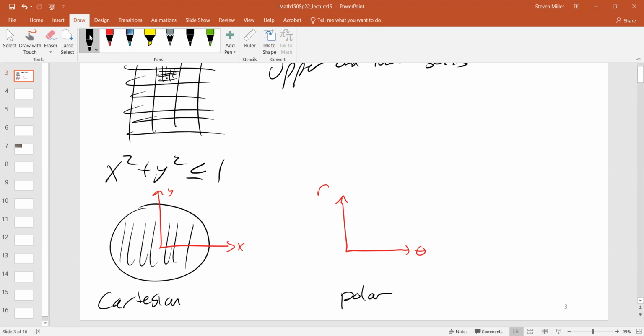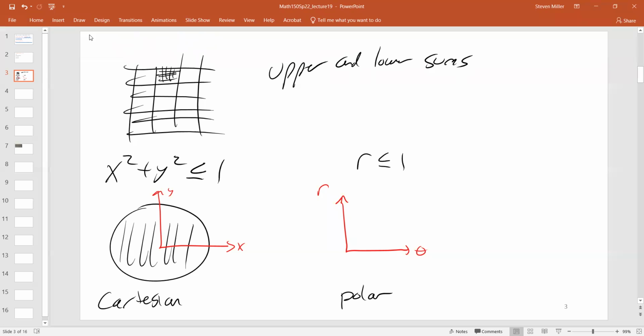Okay, so you could get r squared cosine squared theta plus r squared sine squared theta is less than or equal to 1. Well, what's cosine squared plus sine squared? So you get r squared is less than or equal to 1, right? But r is non-negative, so if r squared is less than or equal to 1, yeah, so in polar coordinates, this unit circle is just r is less than or equal to 1.